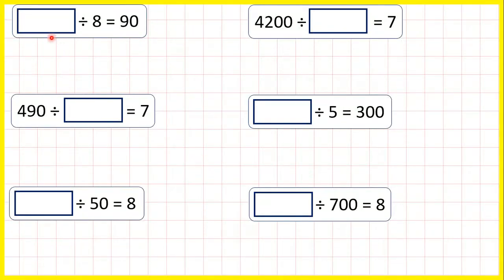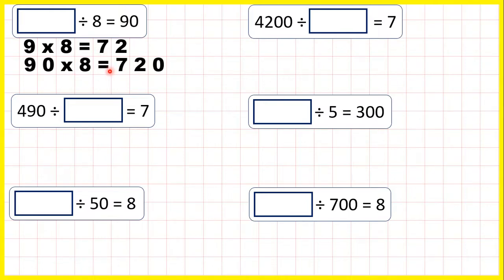Here we have some missing number division problems, and we can solve these problems using mental methods. So something divided by 8 is 90. We know that we can read division problems backwards as multiplication problems, so we can find our missing dividend by doing 90 times 8. We know that 9 times 8 is 72, so 90 times 8 is 720, because if there's one zero in the question, there will be one zero in the answer.